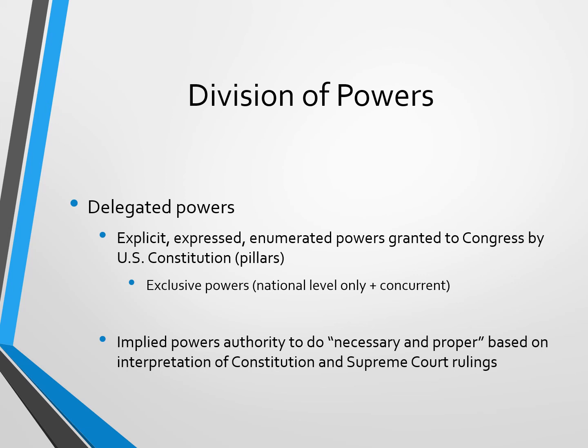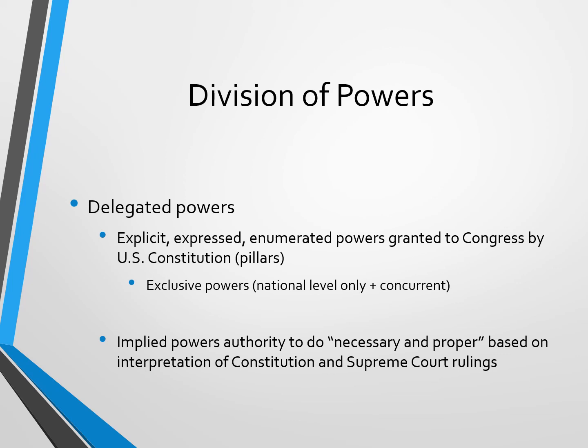So the explicit are the ones that are specifically stated in the Constitution. And those are those constitutional pillars that I was talking about. And so they're explicit, expressed, enumerated. So you can use several different words or terms for these, but they're all explicit powers. And so there are exclusive powers. These are exclusive powers for the national level only, plus maybe some of the concurrent powers.